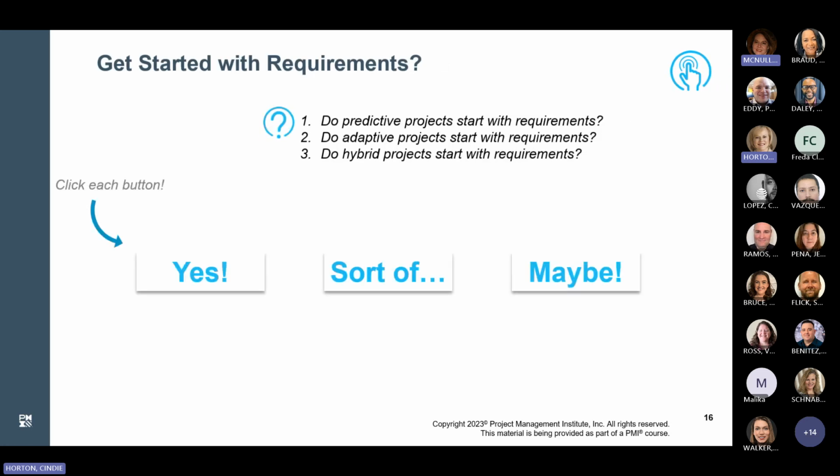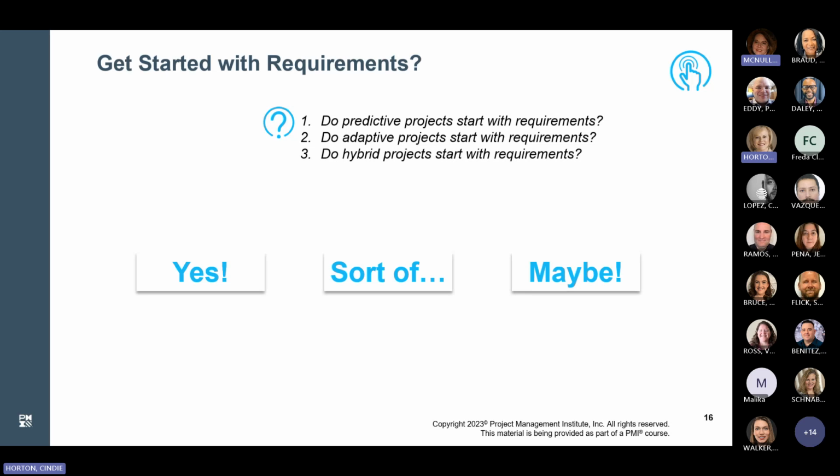So as we get ready to dive into the scope planning and the role of requirements, let's take a little bit of a pre-quiz. So I've got 3 questions up here. I'm going to read the first question, then the second and the third, and you can tell me what the answer is: yes, sort of, or maybe.